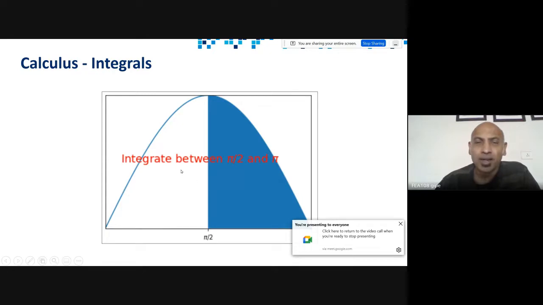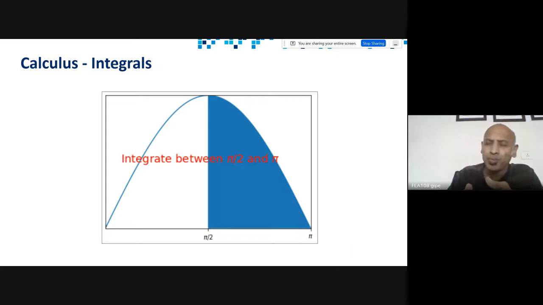If you recollect integration, right, not much of integration is there, although you'll get to know more of integration if you try to go deeper into the math of calculus. But what this integration does is that you can integrate from one limit to another limit. Here I'm integrating pi by 2 to pi.